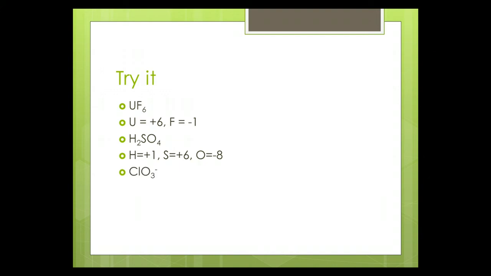How about for chlorate? Again, I'd pause it right here and see if you can figure this one out. But the answer is chlorine is +5 and oxygen is -2.